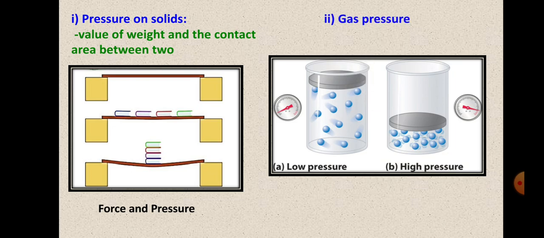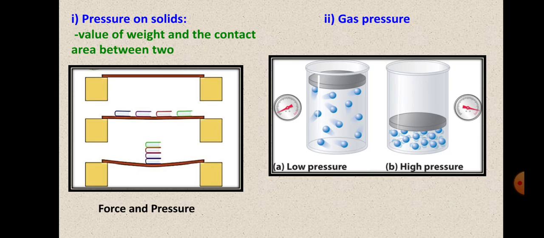Yes, just observe this picture where you can see 2 cylinders. The first one is labeled low pressure, and the second one is labeled high pressure. Now what do you understand looking at these pictures? And you can see the digital meter also.